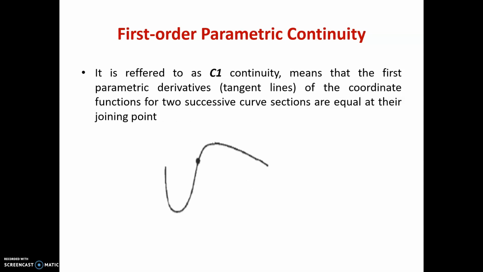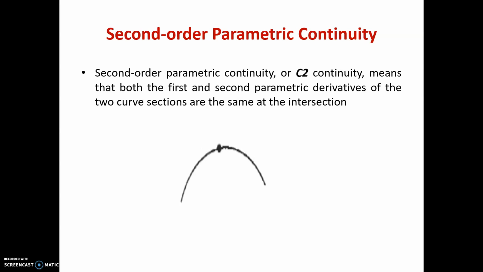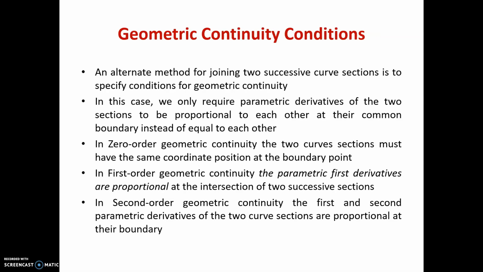First order parametric continuity is referred to as C1 continuity. It means that the first parametric derivatives, that is the tangent lines of the coordinate functions for two successive curve sections, are equal at their joining point. Second order parametric continuity, referred to as C2 continuity, means that both the first and second parametric derivatives of the two curve sections are the same at the intersection.